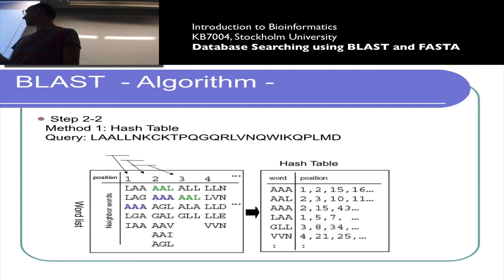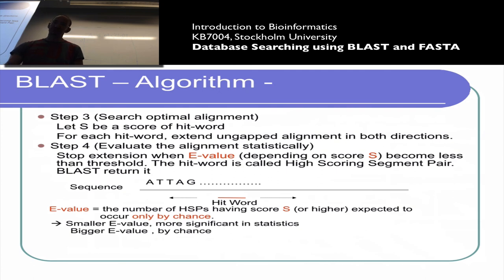So if you have a query sequence that has AAL or AA, it will get a dot in position 2. But only AAL will get it in position 3. Okay, the third step is then to search this alignment.